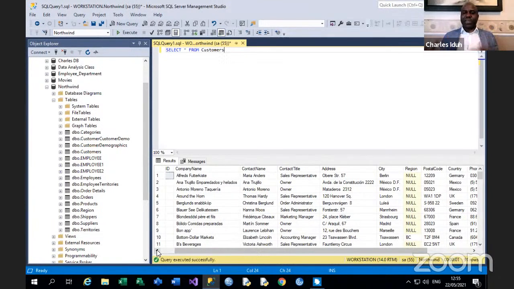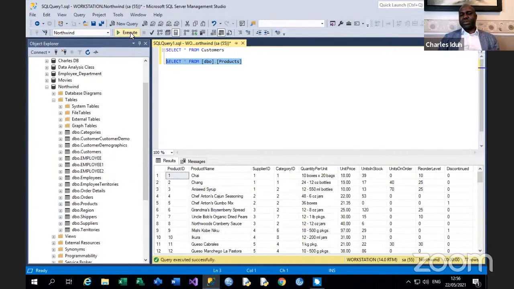Because SQL is just speaking a language. It's just English. Select star from customers means I want you to select all the information from the customer table. Also look at the product there. You can also say select star from, and instead of typing product, I can drag it from here and put it there. Then I will highlight it and execute, and it brings me my product table.